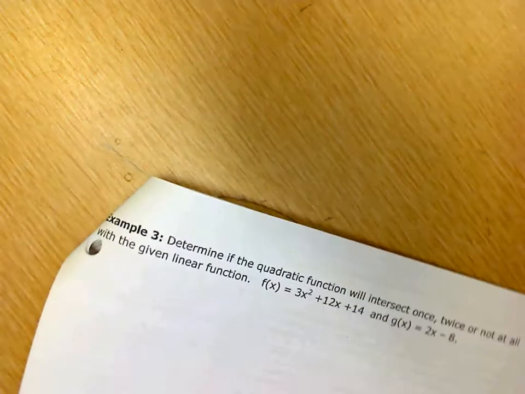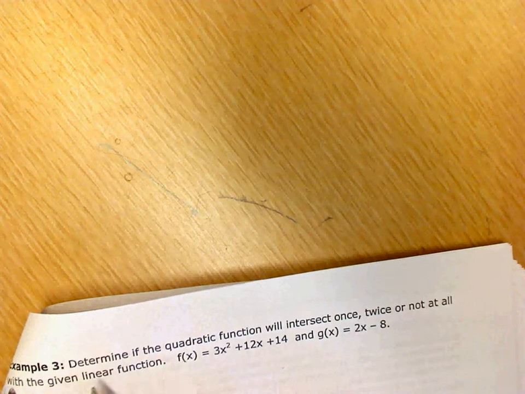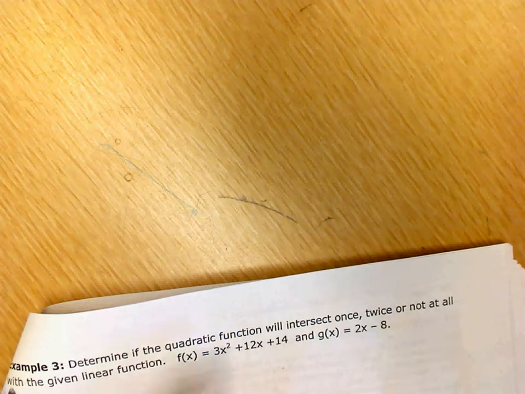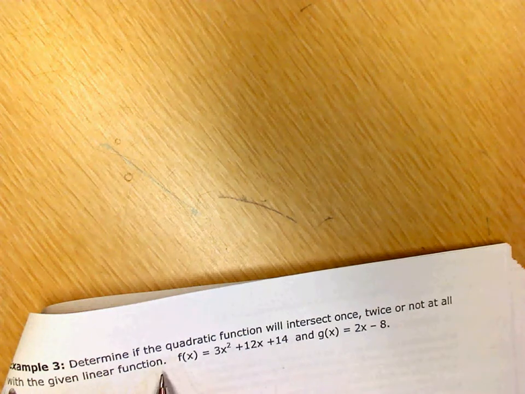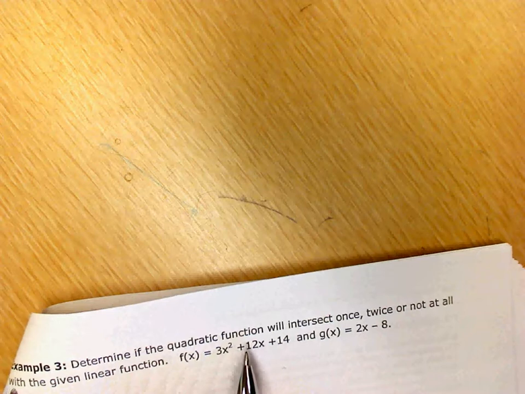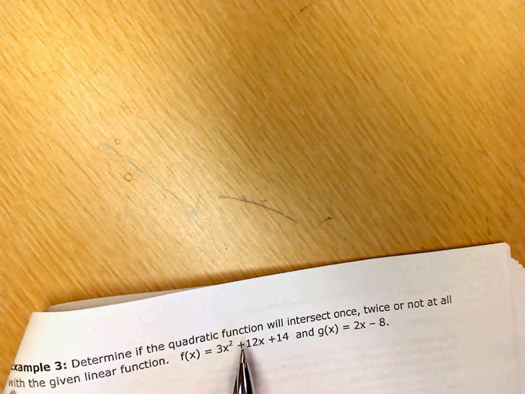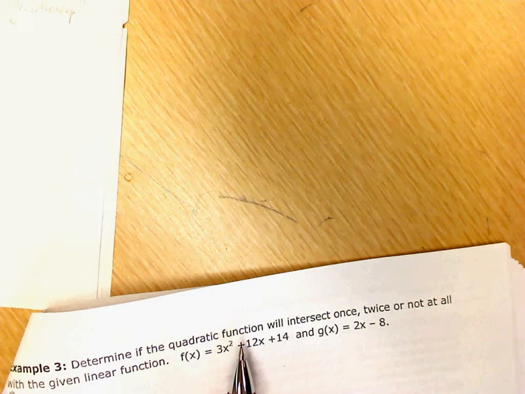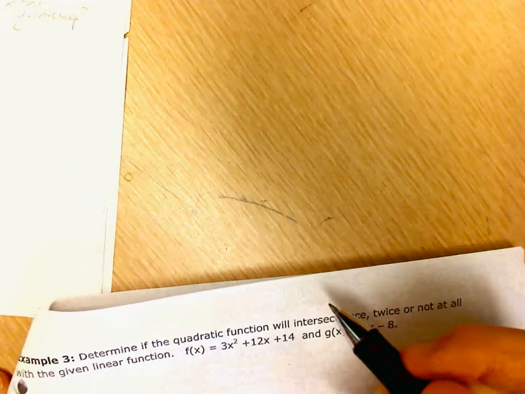Determine if the quadratic function will intersect once, twice, or not at all with the given linear function. What do you think we're going to need to be using for this? The discriminant, right? So we need the discriminant.